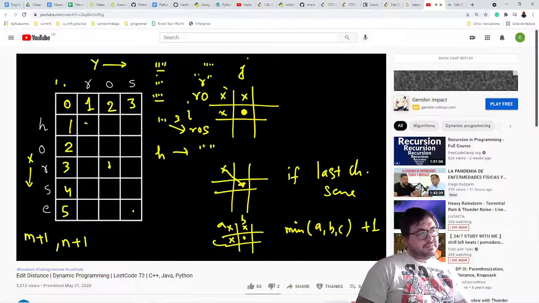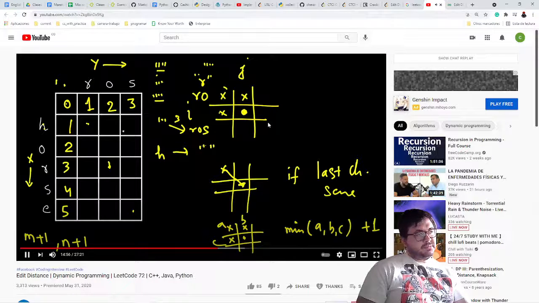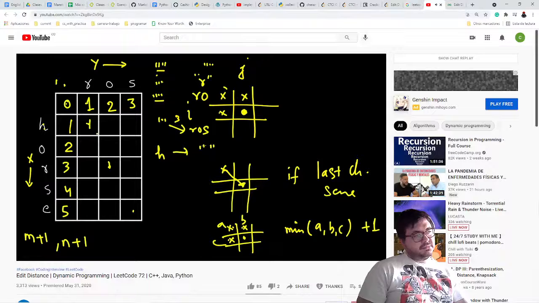Now we will see this cell. So this means convert H to R. We have taken till this point from Y, till this point from X. So this R and H are not equal. So in case of not equal, we will take minimum of these 3. So minimum of these 3 is 0. So 0 plus 1 is 1. So don't forget to add this plus 1 here.